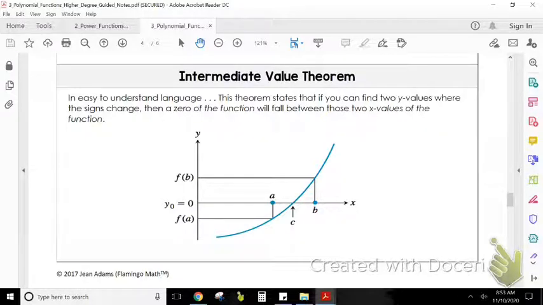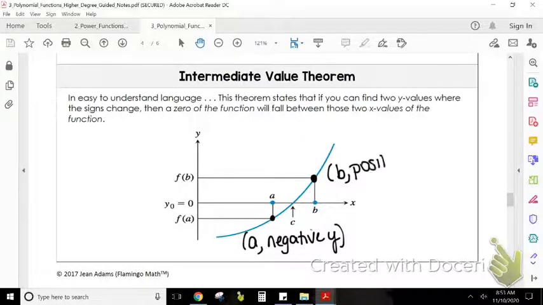All right, so we have this point here, where x is A, comma, and my y value is below the x-axis, so I'm just going to put a negative y. And then we have this other point here, which is B, and it's above the x-axis, so we know it's going to be a positive y. So if we have two points, one with a negative y and the other with a positive y, then the graph has to cross the x-axis in between them.